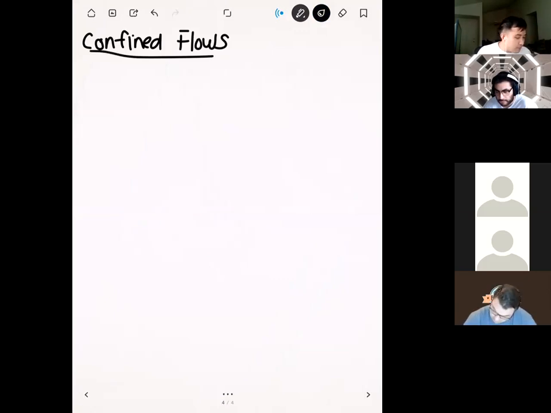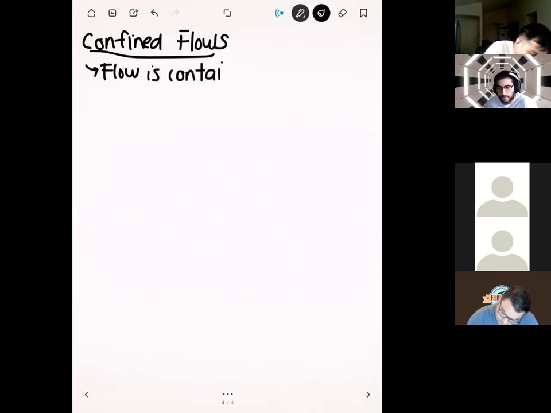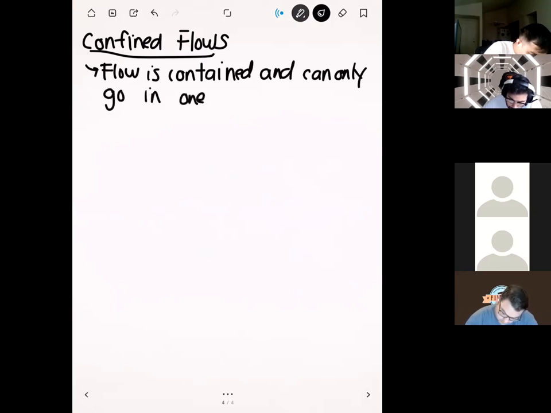Okay, so let's talk about some confined flows. By confined flows, what I mean is that the flow is basically completely contained and can only go in one direction. Some examples of this, I think flow in a pipe is the most classical example.